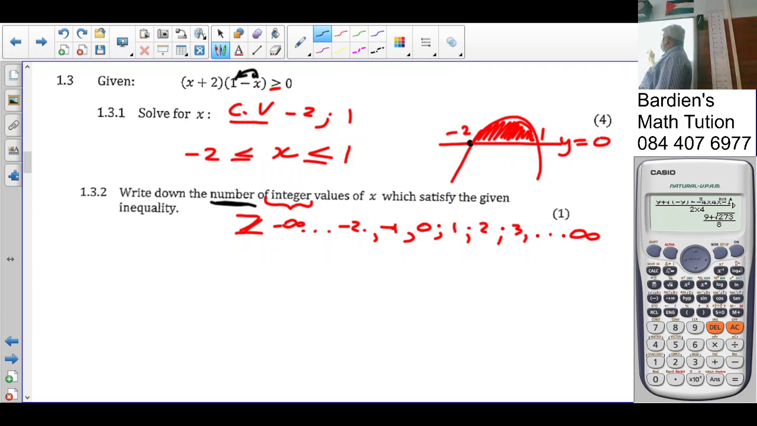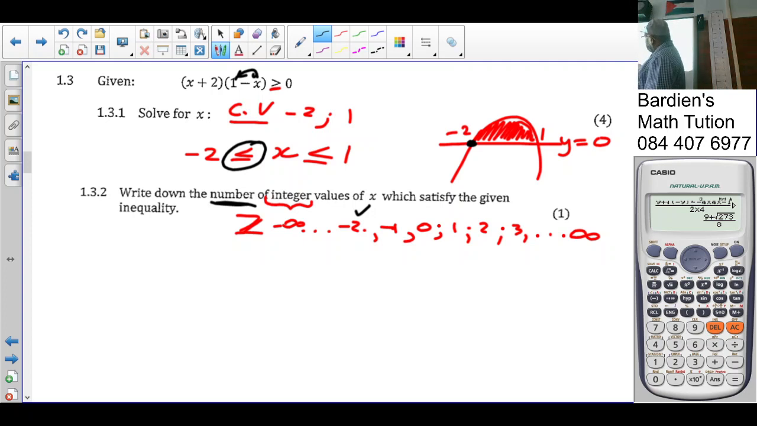Would I consider a negative 2 as one of the values? Yes, why? There's an equal sign. If there was no equal sign there, I would have not considered the negative 2. Does it make sense? Why? Because it was excluding. Because there's an equal sign there, it is including. Does it make sense?